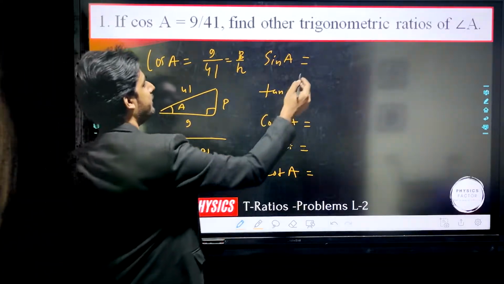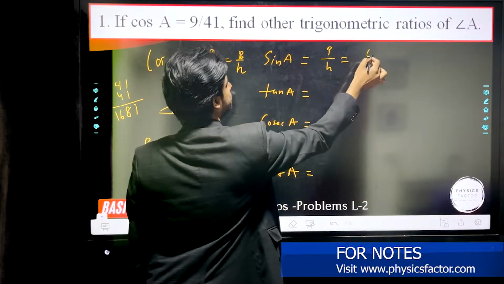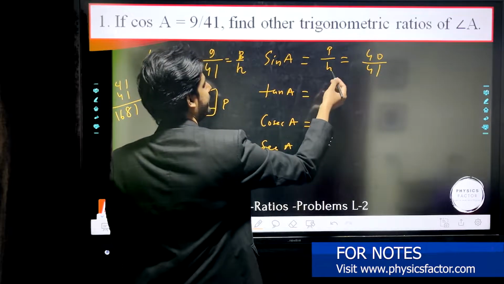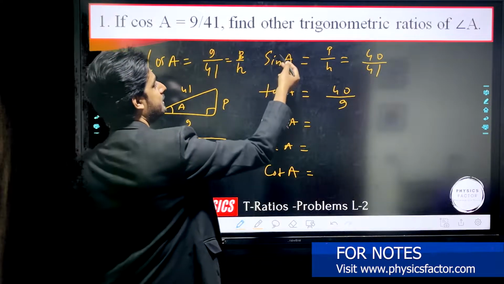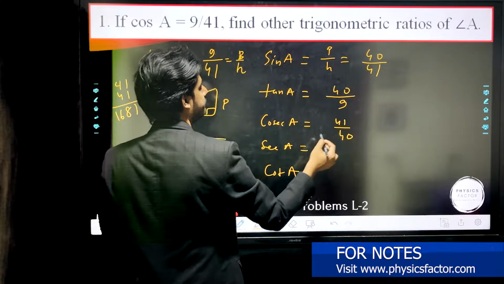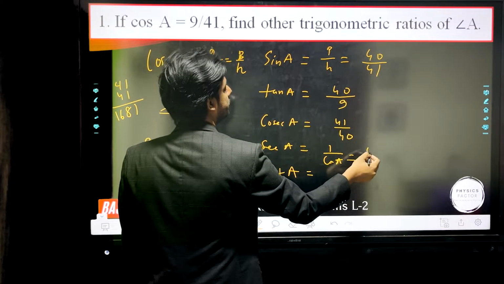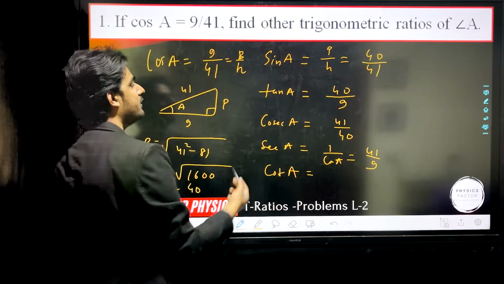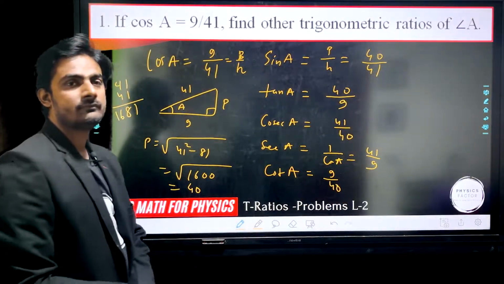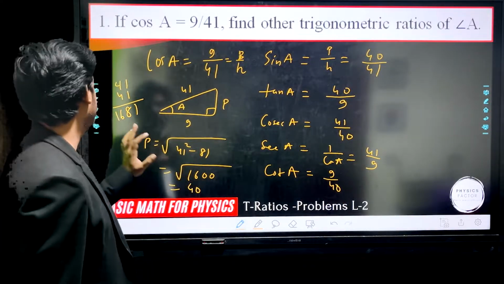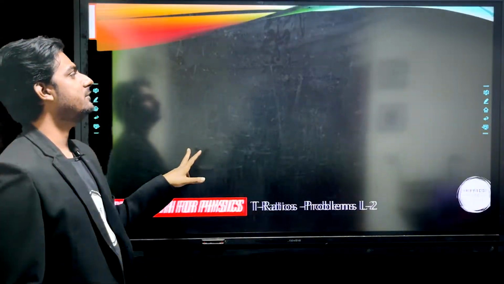So sine A is perpendicular upon hypotenuse. So perpendicular is 40, so 40 over 41. Tan A is 40 over 9. And cosec is reciprocal of sine, so 41 by 40. Sec is reciprocal of cos, 1 upon cos A, you can say that. So 41 by 9. And cot is reciprocal of tan, so 9 by 40. So these are the answers. I hope you have understood it. So that's all about question number 1. Let's move to the next question, question number 2.